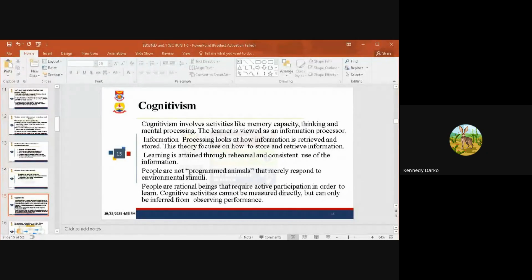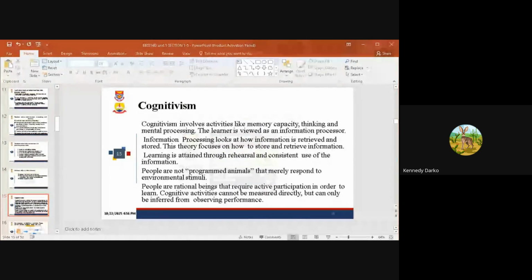Information processing looks at how information is retrieved and stored. So I'm talking about how you are taking the information, and how you are going to store it so that when it comes to quizzes and exams, you will be able to retrieve the stored information and apply it, and then you get your marks. This theory focuses on how to store and retrieve information in the mind. It deals with knowledge, the mind.